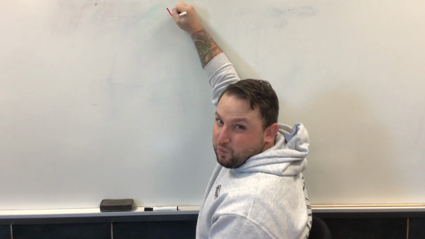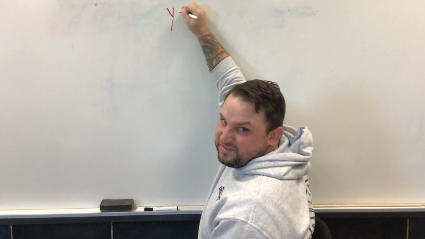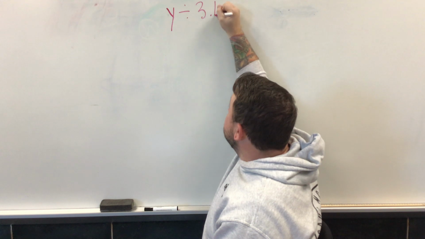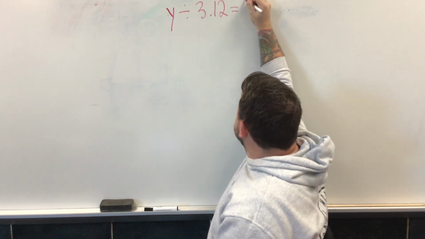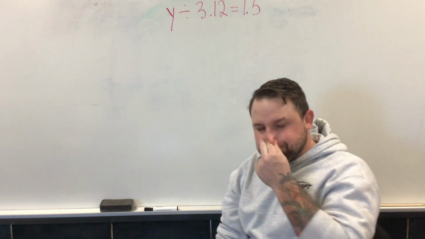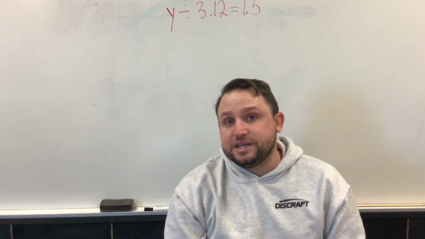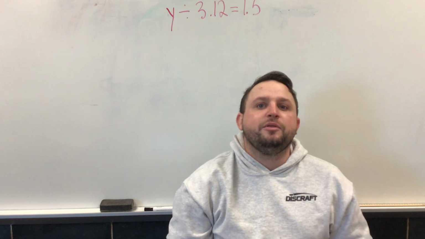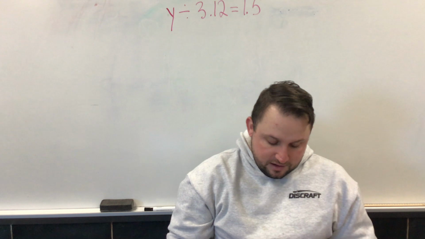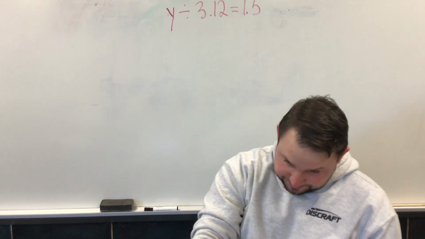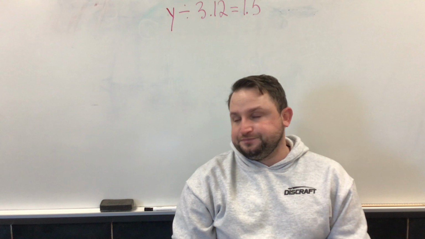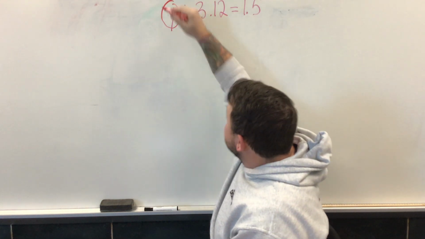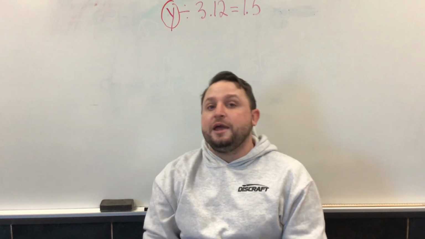Let's go forward a little bit more here. What happens when you have a number like y divided by 3.12 equals 1.5? Now in this case, you have a division problem when it comes to algebra. So how do you solve this division problem in algebra? So you have y divided by 3.12 equals 1.5. Your whole goal to start this off is to isolate that variable. You have to isolate that y, okay?